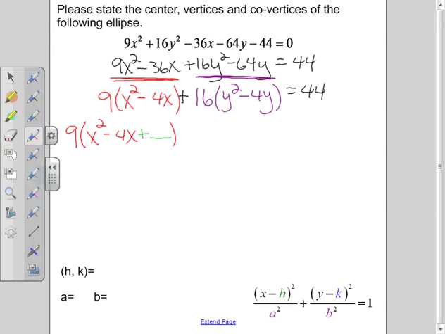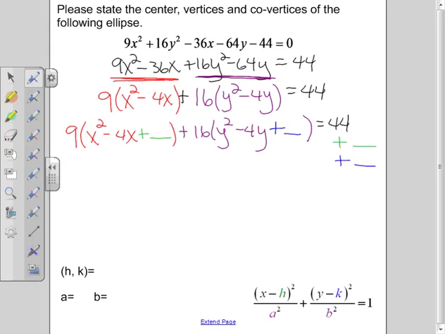Okay? Then we're going to go with plus 16 times the quantity y squared minus 4y plus something that I'll name later. And then it makes sense to say that it's equal to 44. But I guess if I'm going to add something on the left side of the equation where that green mark is, I better do it on the right. And similarly for that blue mark, I better do it on the right side of the equation too.